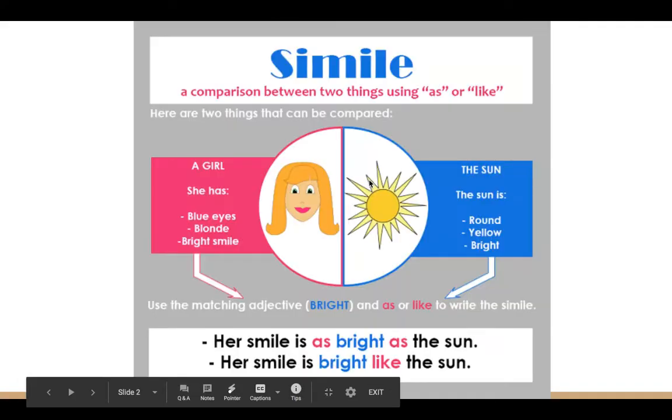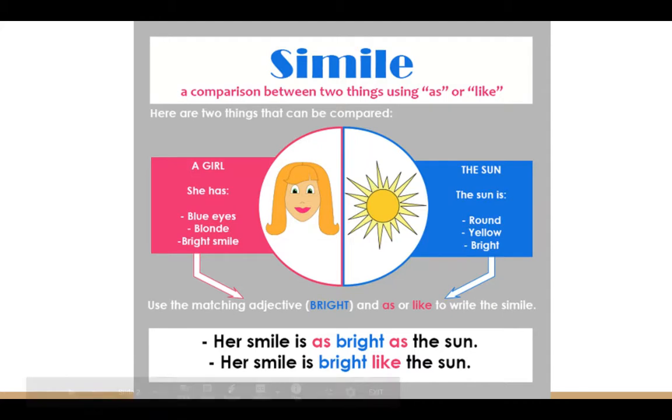And let's start with simile. So simile is a comparison between two things using like or as. Her smile is as bright as the sun. Her smile is bright like the sun. Remember, a simile has to compare two things. If I say I like pizza, that's not a simile. It's not comparing. If I say that pizza was as hot as fire, that is a simile because it's comparing the pizza to how hot fire is.